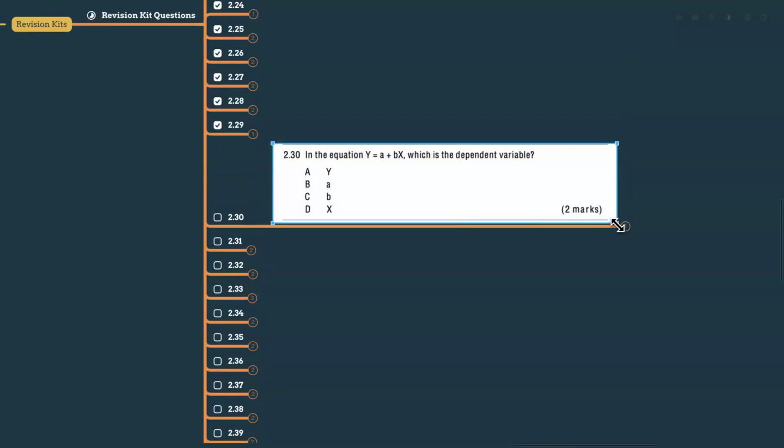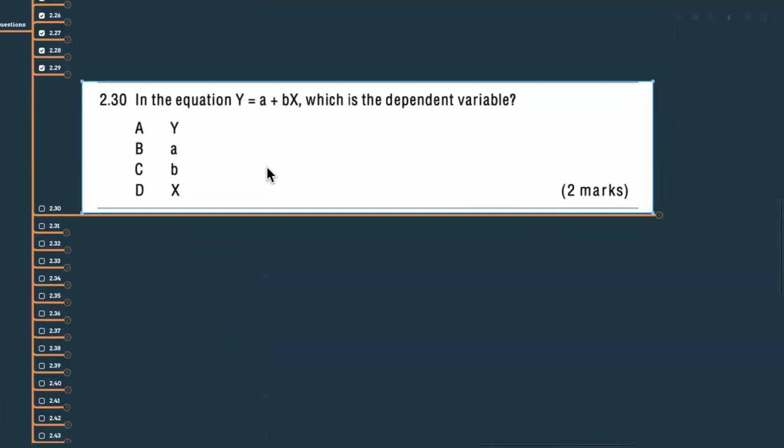The first question is 2.30. In the equation y is equal to a plus bx, that is the least square method equation, which is the dependent variable? Just now I have told you. What is your answer for 2.30? What is your answer, guys? Is it y is the dependent variable or x is the dependent variable? I need answer from all the people.